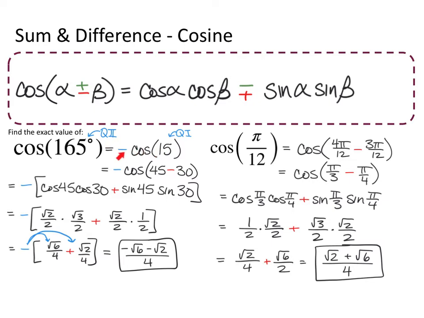Cosine is negative in quadrant 2, so we need to have a negative in the very front. And then we can just create 15 degrees by doing 45 minus 30. Yes, you can still do 60 minus 45. Both would get you the same answer.